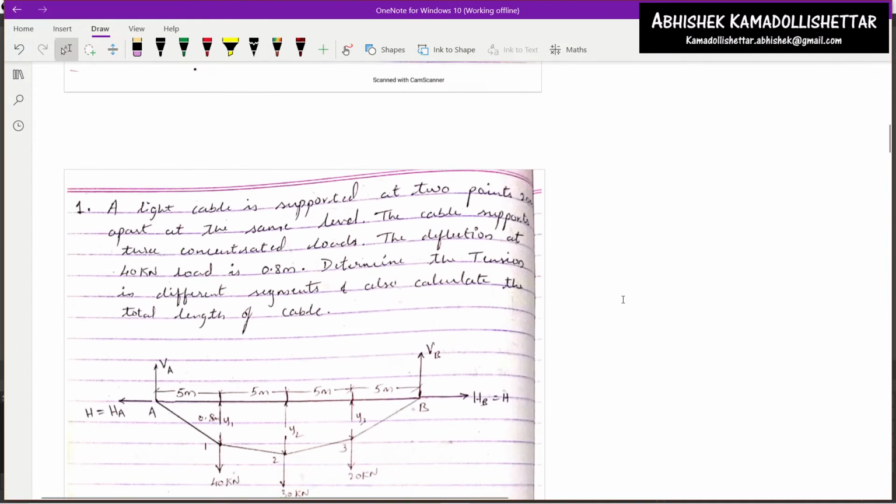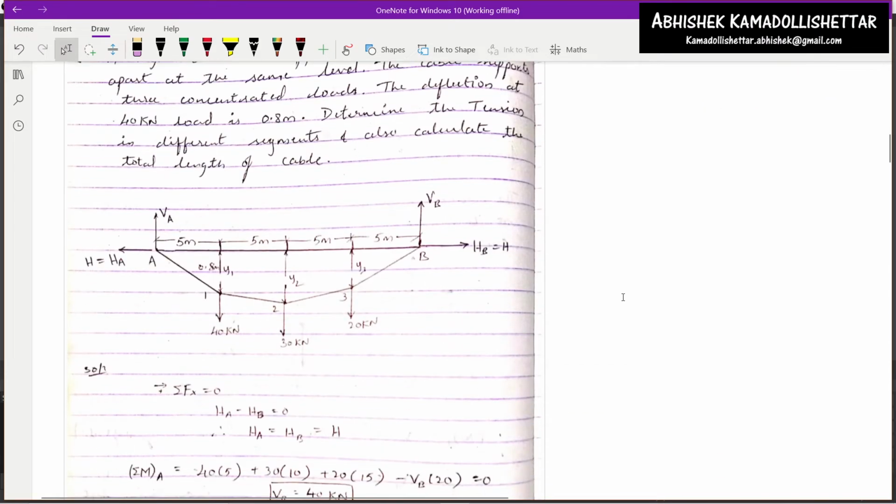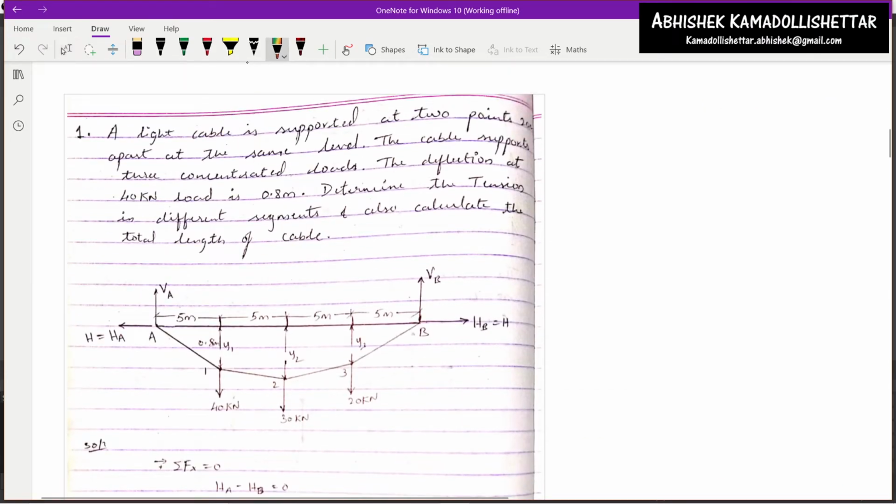Okay, now let us start with the problem. A light cable is supported at 2 points 20 meters apart, at the same level. The very important point is that they are at the same level. The cable supports 3 concentrated loads. The deflection at 40 kilonewton is 0.8 meters.